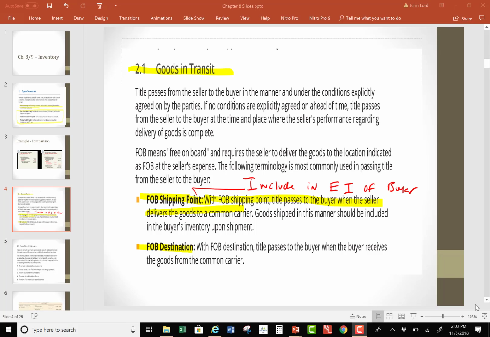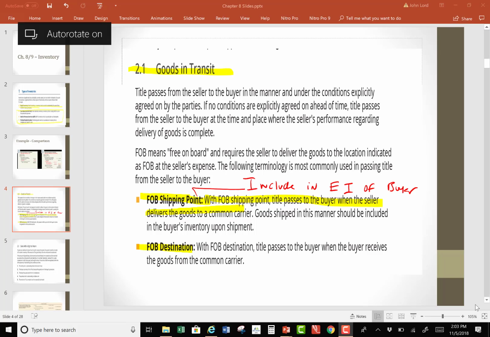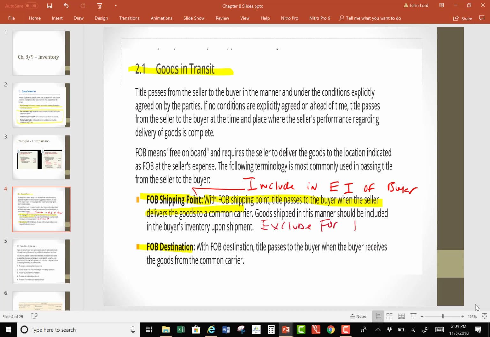Okay, so if it's free on board shipping point, that pretty much means that the buyer paid the freight on that. If it's free on board shipping point, the buyer paid the freight. We include in the ending inventory of buyer, exclude from ending inventory of who? Seller. Good. And we have a sale, don't we?